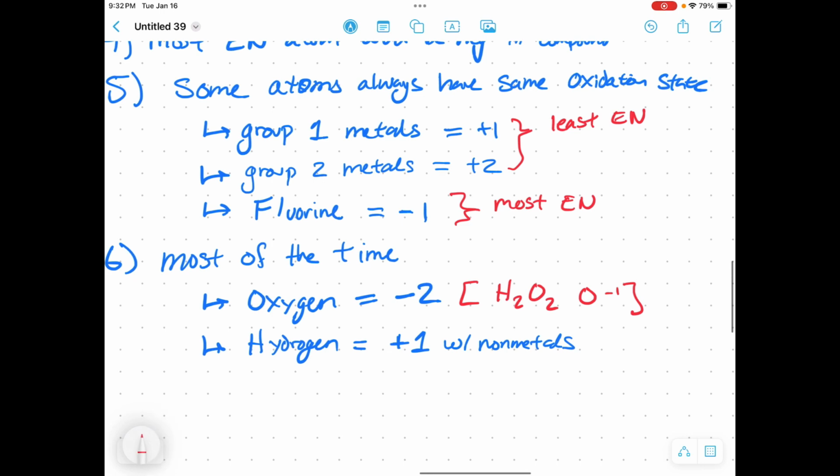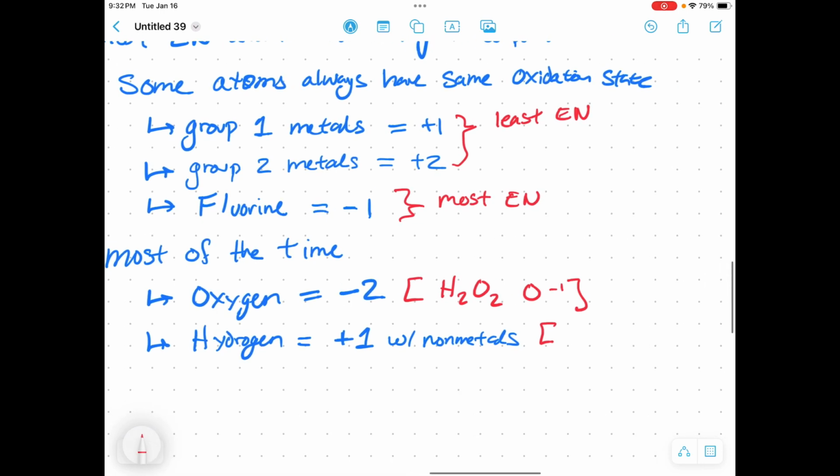Our exception here is going to be if it's with a metal, then it's going to be less electronegative. If it's with the metal, it's going to be more electronegative, so it'll be -1. So with the metal.